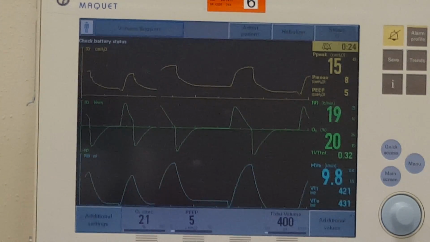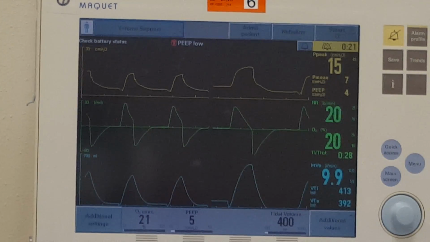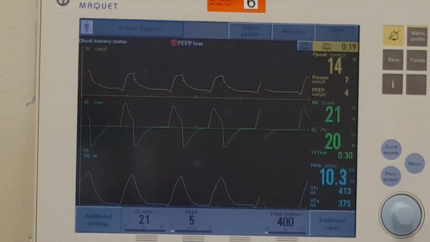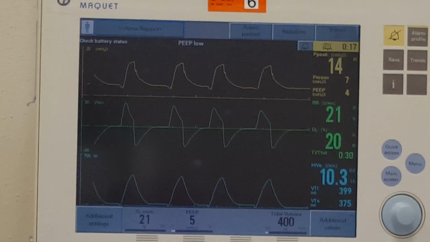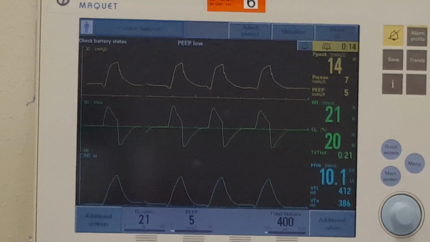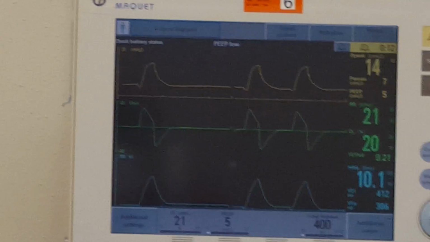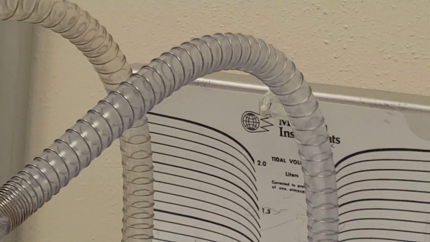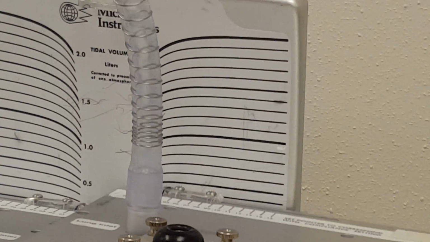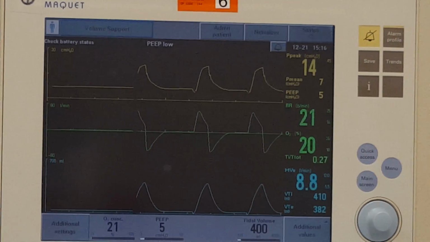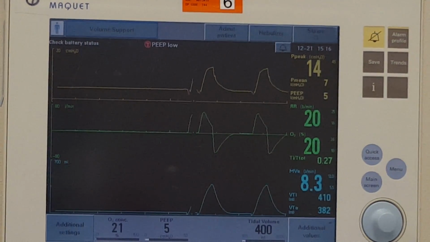So notice we're now in volume support. You have to use your finger to trigger the vent over here, or put on a filter, and you can breathe through the circuit. But you can see I'm triggering. So then when we come back over to the ventilator, notice it says to trigger it at, sorry, I went too far, to trigger it at 15 breaths per minute.